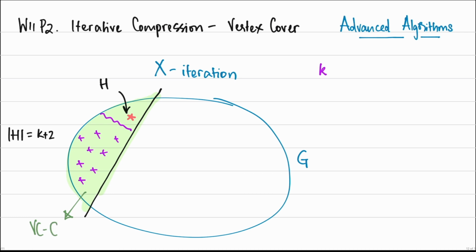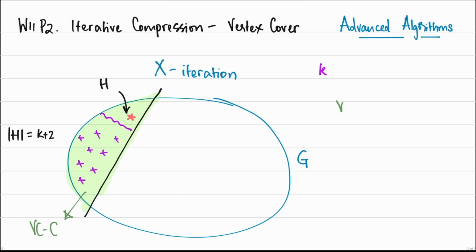What does the compression algorithm do? It takes an instance of vertex cover as input, and it also takes a solution whose size is 1 larger than the budget. That's exactly what we have here. We have specified a budget of k, and we have a solution of size k plus 1, and the compression routine can now figure out if there is some solution of size k or not.